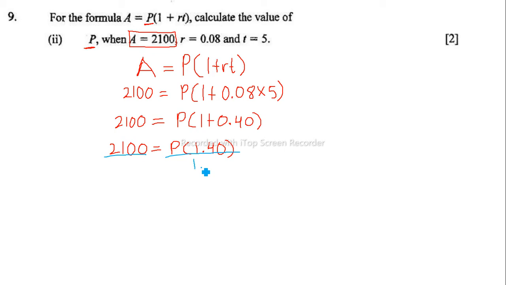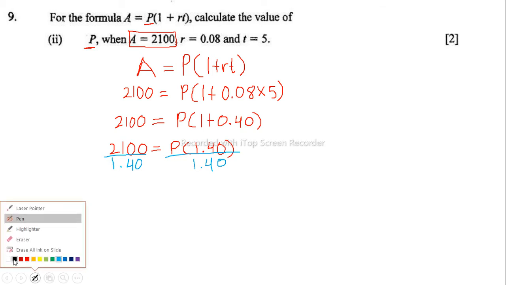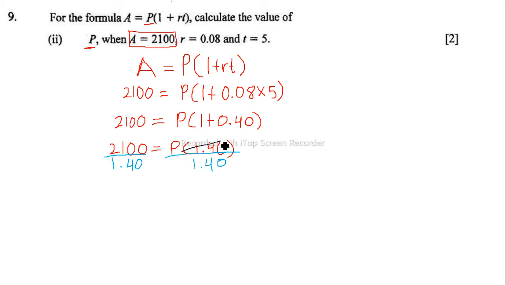Alright, so 1.4. I got the 1500. Divide the 1500 too. So we divide both sides by 1.4. Why do we divide both sides by 1.4? Because we're trying to get rid of it. Oh, never mind. Yes. Because we want P by itself, right? Yes, sir. Very good.